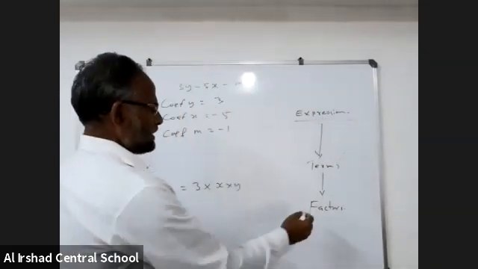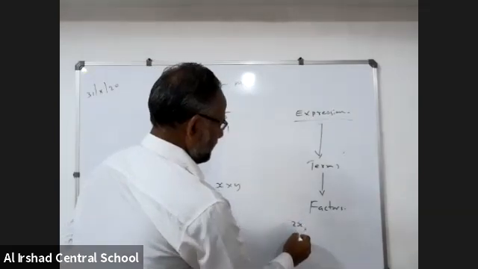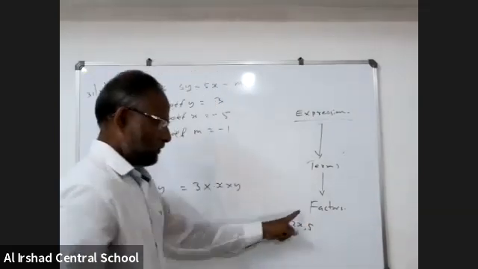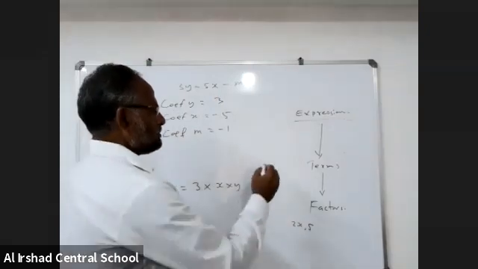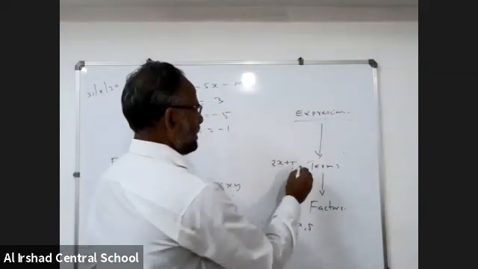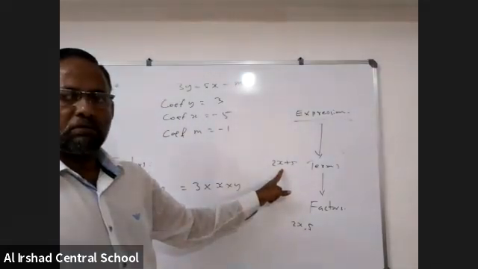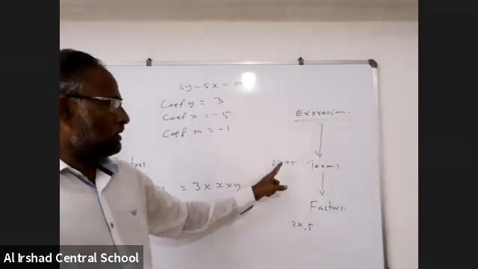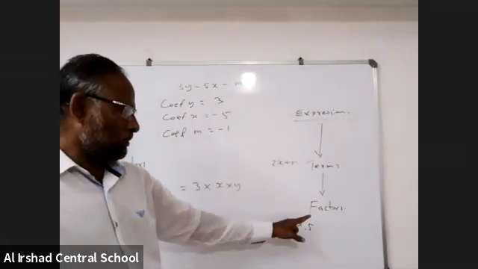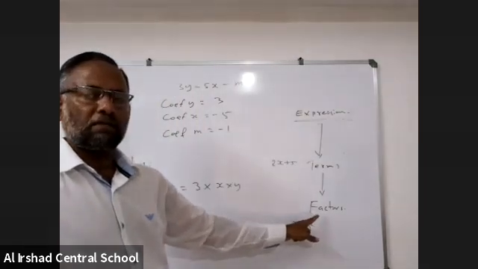Expressions, factors. Suppose 2x is a factor, 5 is another factor. This 2x and 5, maybe 2x plus 5 is a term. 2x plus 5. Now, this is an expression, 2x plus 5. That means terms are made by factors.